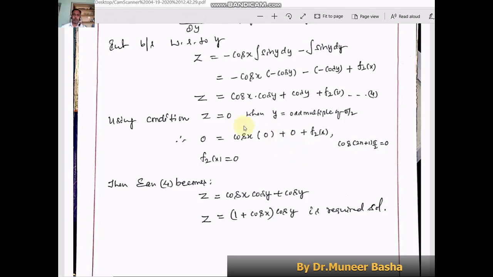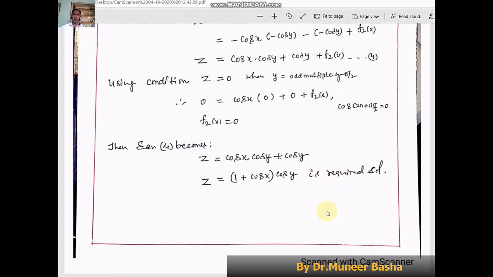So in that case z is 0 on the left hand side, cos x as it is, and y is (2n+1) pi by 2 I will put. Then whose value will be 0, therefore this is 0. Again cos y value becomes 0, f2(x) as it is. Then finally f2(x) value will become 0. Put this value in the above equation. So finally z equals cos x cos y plus cos y. So this is the required solution of the given PDE.